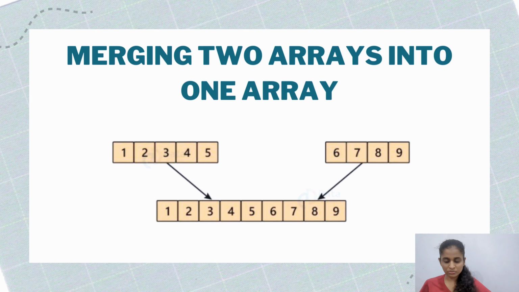Merging two arrays involves combining the elements of both arrays into a single new array. The new array contains all elements from the first array followed by all elements from the second array, preserving their original order.